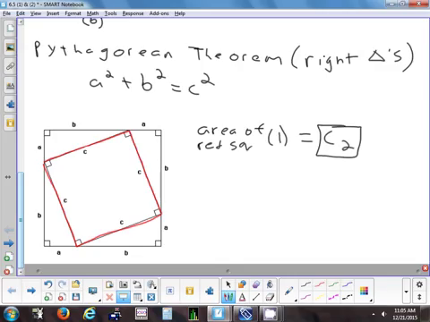Any question on that? Why did you put the 2 there? You're right. Why don't we put it like that? Is that a valid question? So, any questions on that?